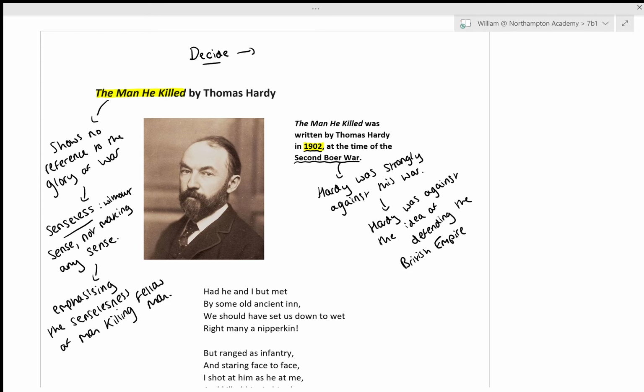So deciding what the poem's about, write this in with me. This poem is about how war is senseless. So not about the glory of war, as Rupert Brooke's poem The Soldier is. This is about the senselessness of war. Okay, so that is an overview to the background of the poem.